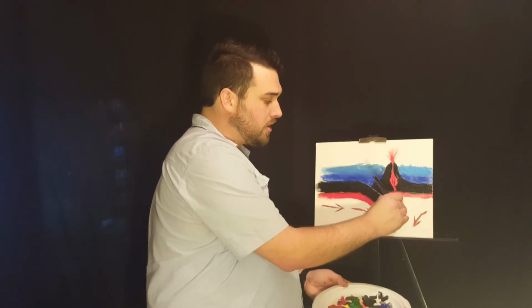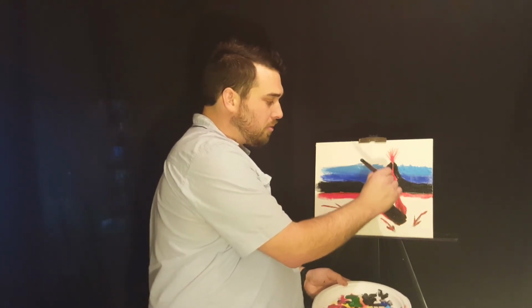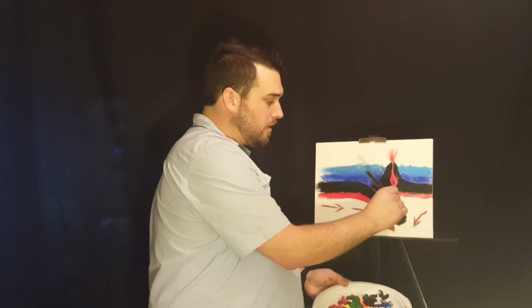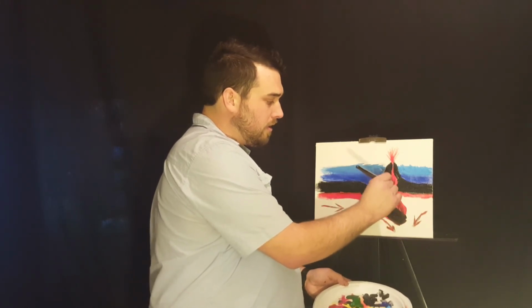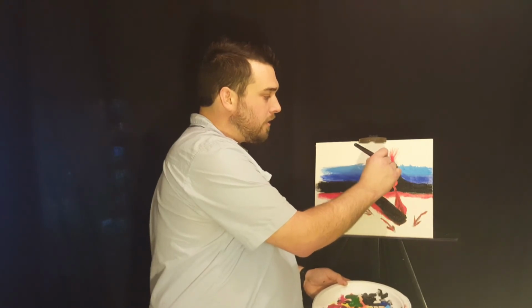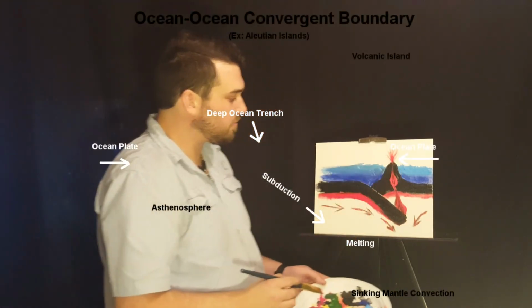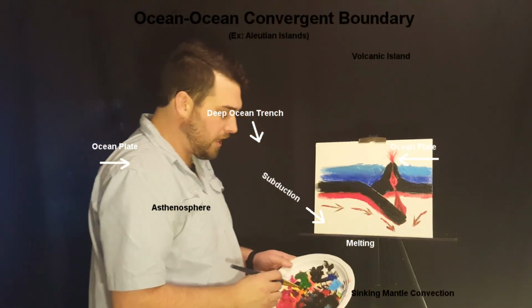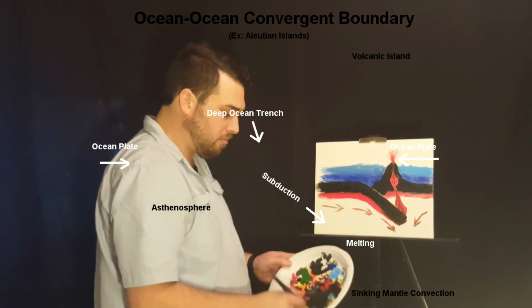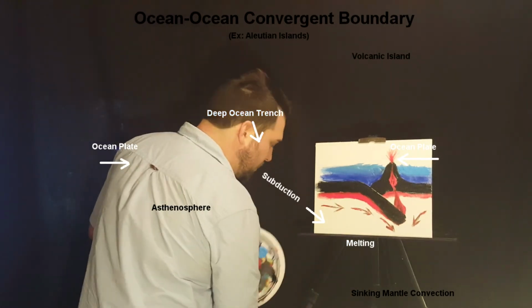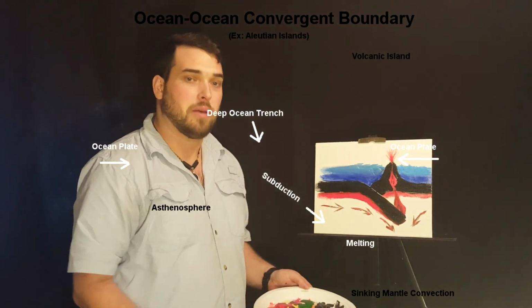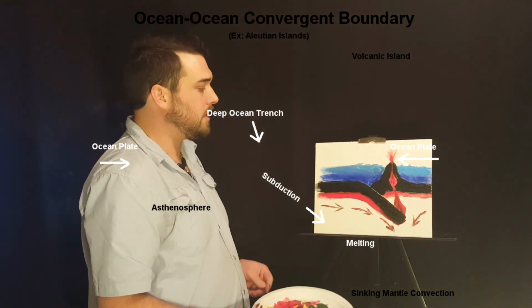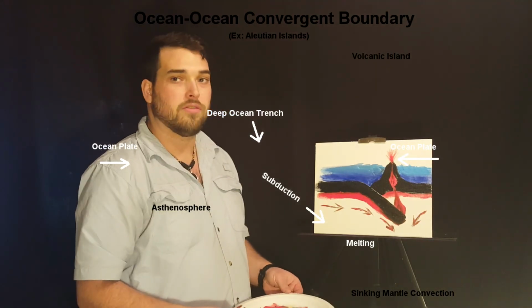Okay, I got this melting of this oceanic plate coming up through and piercing through the plate that's above it and causing this volcano. All right. So this is an oceanic to oceanic convergent boundary, which is just the first convergent boundary. Okay, so that's the end for this diagram.